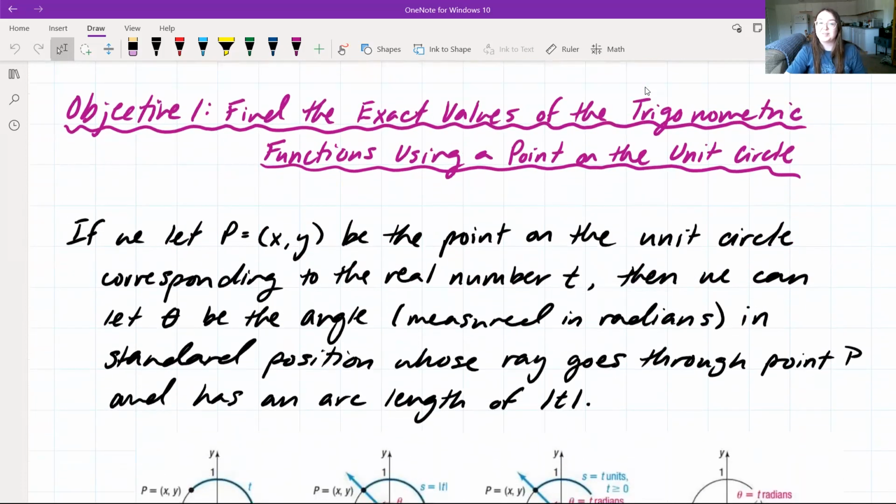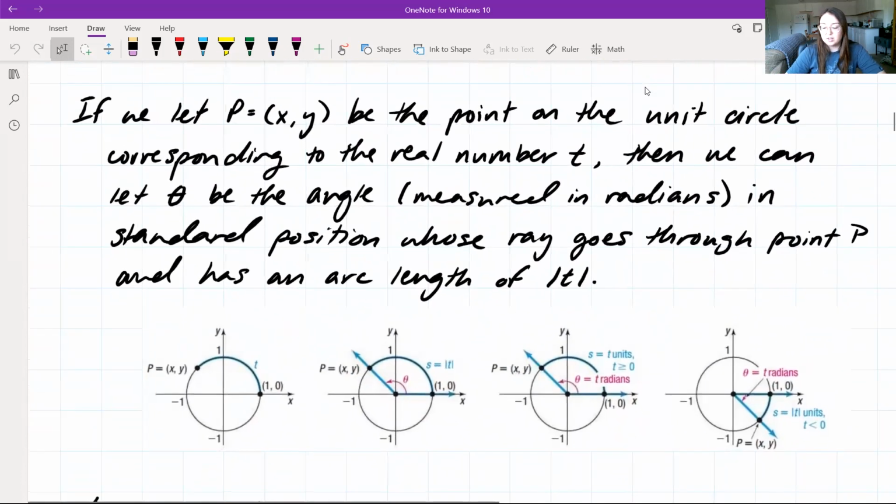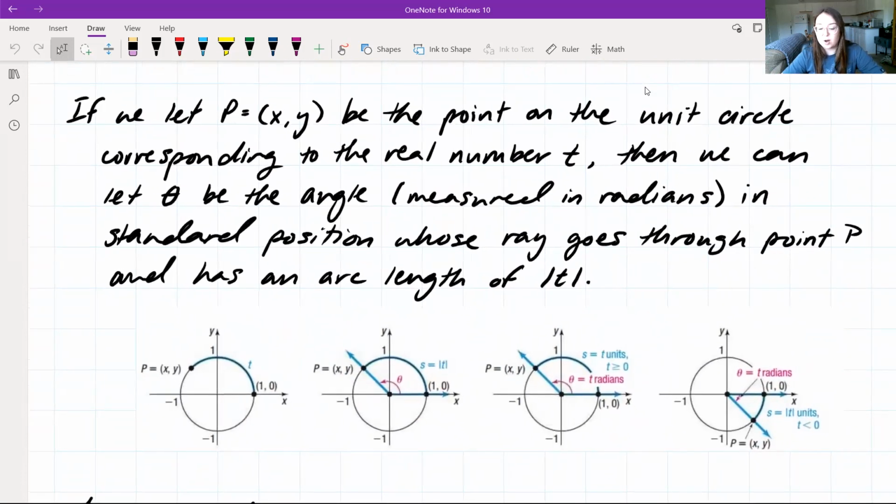So that was a precursor to our objectives. Objective 1, we want to find the exact values of the trigonometric functions using a point on the unit circle. So if we let p equals x y be the point on the unit circle corresponding to the real number t, then we can let theta be the angle measured in radians in standard position whose ray goes through point p and has an arc length of the absolute value of t.